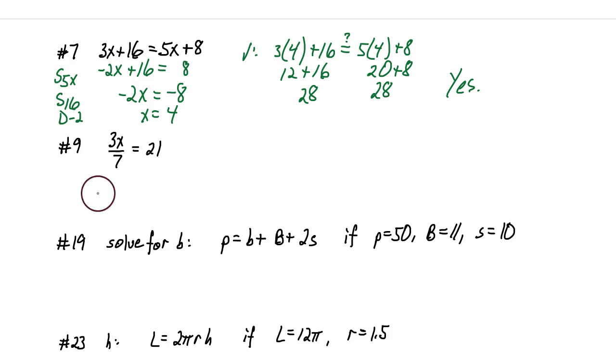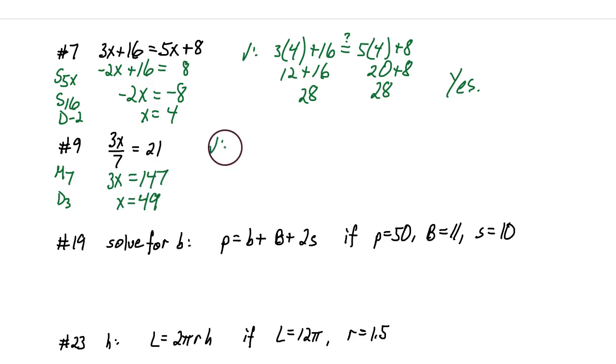Now number 9. Let's solve the equation for x. Our first transformation step could be to multiply both sides by 7. When you multiply the left side by 7, your denominator cancels away, leaving 3x. On the right side, 21 times 7 is 147. Now divide by 3. We get x equals 49.